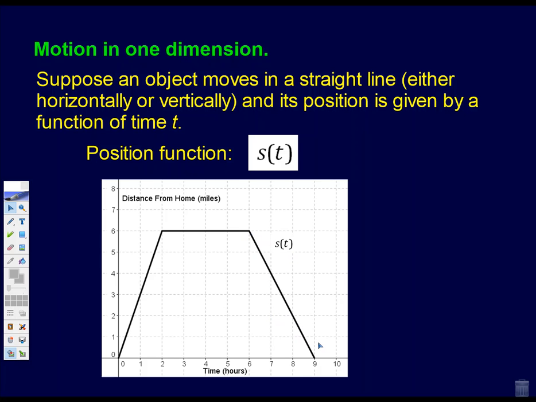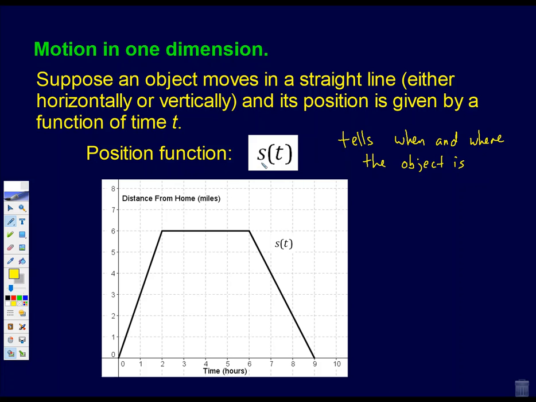So I'm able to get all of those things from this one picture of the distance compared to the time graph. And so this is a function, and we typically refer to this as the position measuring function. It tells you the when and the where. It tells you when and where the object is.